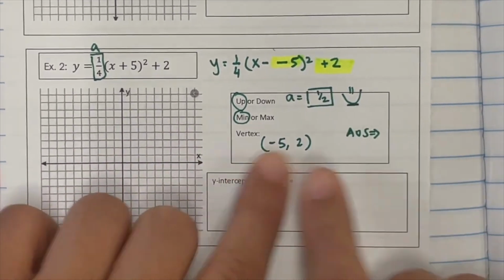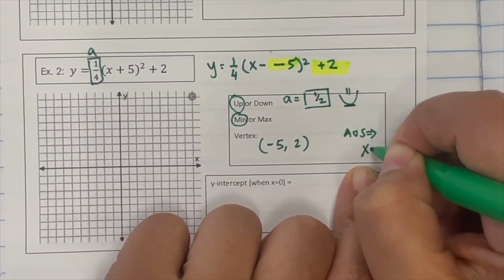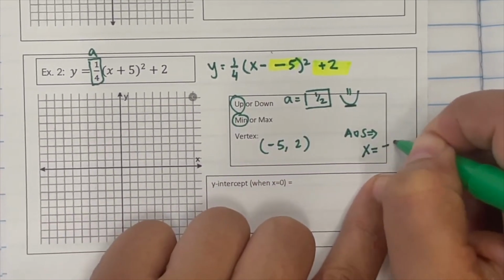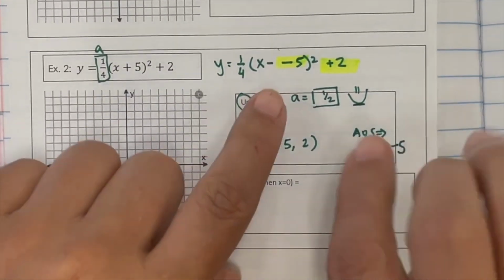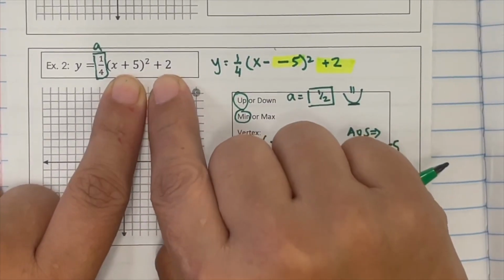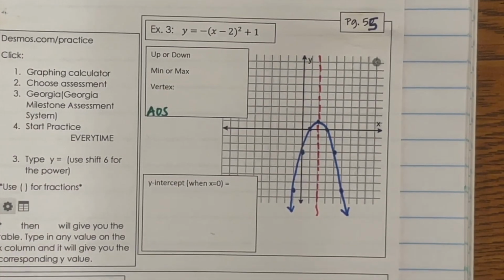If I know the vertex, I know the axis of symmetry. Do not forget, axis of symmetry is always x equals whatever the x value of the vertex is, which is negative 5. Okay, so pretty simple to grab the vertex. You're just taking the opposite of the number inside and the number outside as it is. So this is negative 5 and this is positive 2. All right, so let's go ahead and double check it.